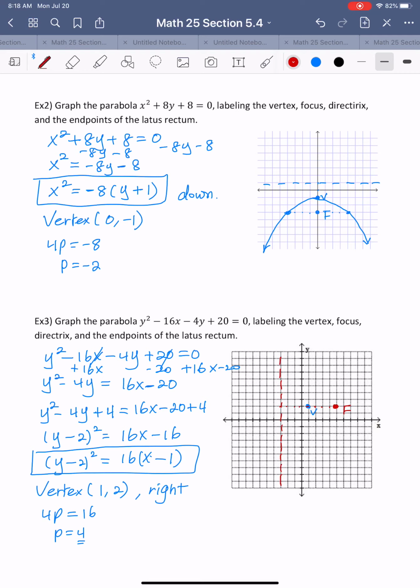But since the distance between the vertex and focus is 4, now you need to go 8 to get the endpoints of the latus rectum from the focus, okay? So from the focus, I go 1, 2, 3, 4, 5, 6, 7, 8. Down to 1, 2, 3, 4, 5, 6, 7, and 8 right there. And then this is your parabola. So it's not bad, right? To graph this.